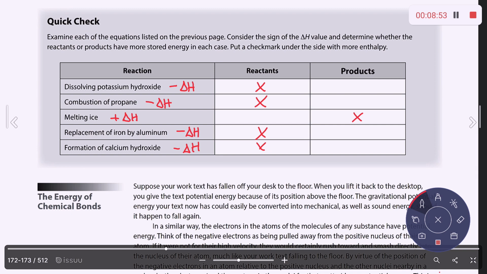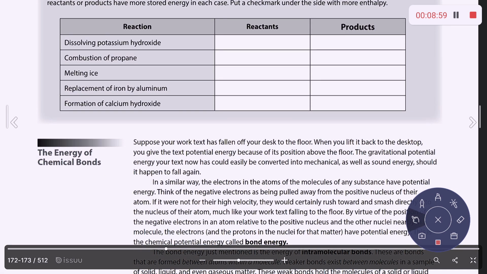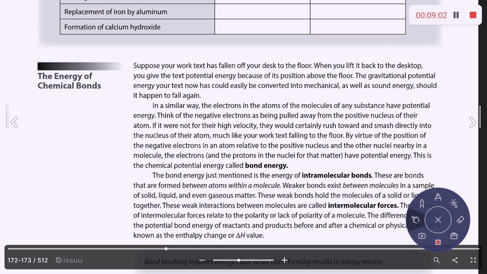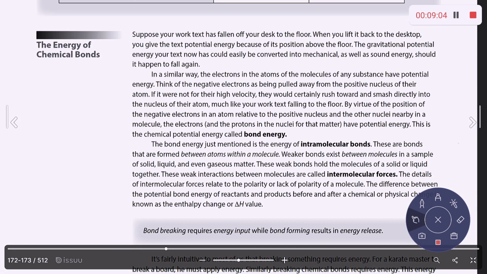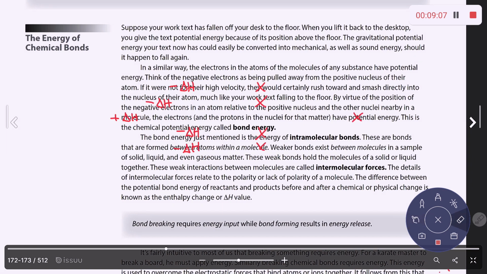Yeah, in section 4.2. Okay, let's talk about the energy of chemical bonds. If your textbook fell off your desk and I was talking about the potential energy that your textbook has on your desk versus on the floor, because your desk is a higher position, it would have more potential energy on top of the desk than it would on the floor. Okay? Like if you were running up Camelback Mountain and you were at the top of Camelback Mountain, would you have more potential energy at the top or at the bottom? At the top. Okay, so potential energy is also related to position.